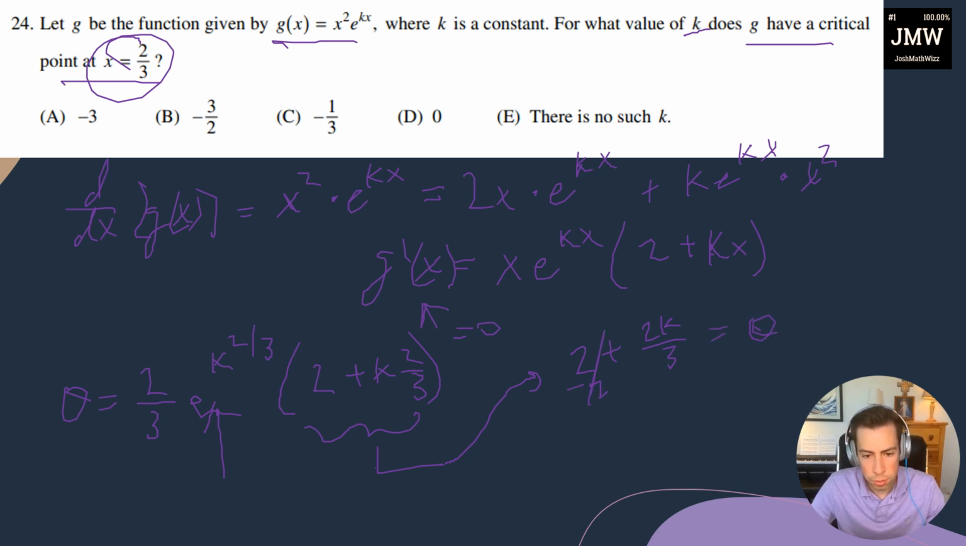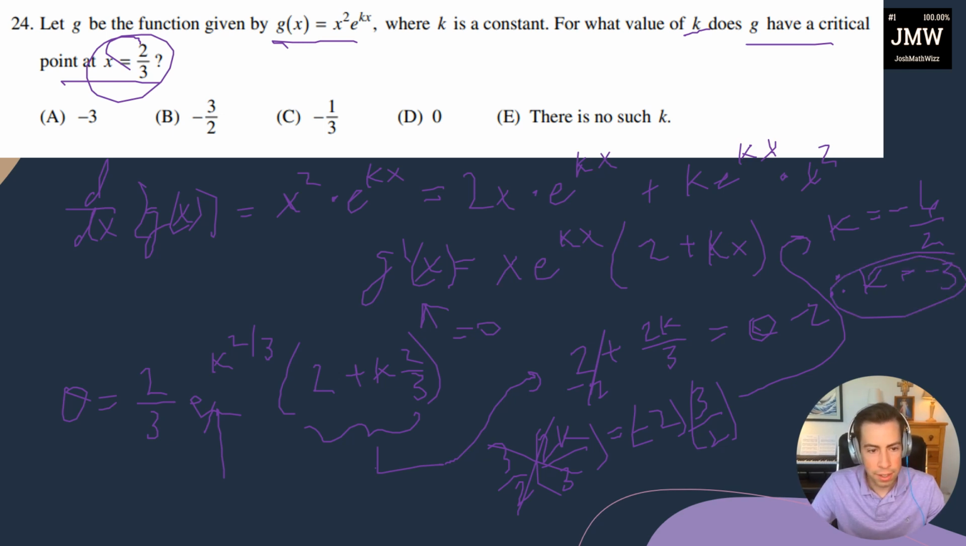So I can subtract 2 from both sides. I'll then have 2k divided by 3 is equal to -2, and then I'll multiply both sides by 3/2. So when I multiply both sides by 3/2, I will then have my final answer of k equals -6 divided by 2, and therefore k is equal to -3. And therefore the correct answer is A. And yep, that's the answer.